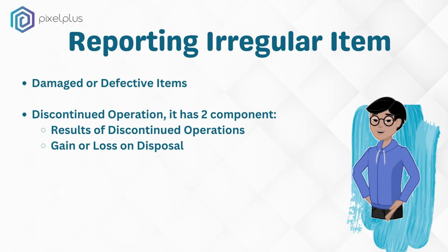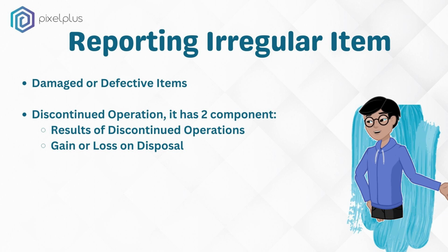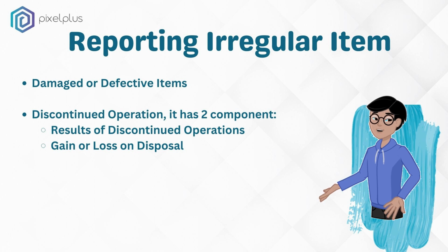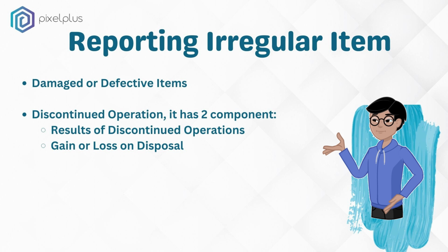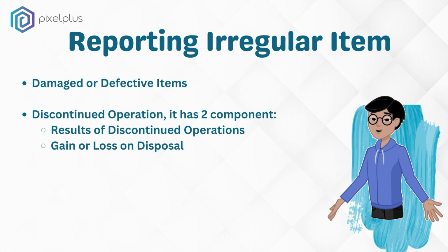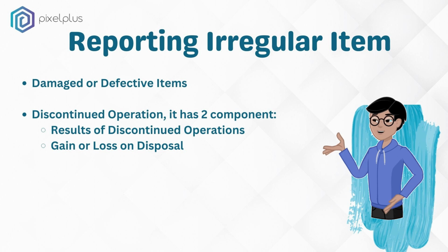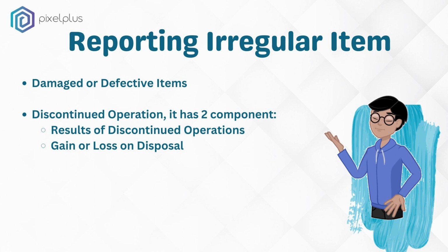Second is the gain and loss from disposal. When the sale of a discontinued component occurs, any gain or loss from the disposal is reported separately from the operating result of the discontinued operation. This includes the difference between the proceeds from the sale and the carrying amount of the net assets of the discontinued operation. This gain or loss is also presented net of tax and provides clarity in the financial statement on the impact of that disposal transaction.